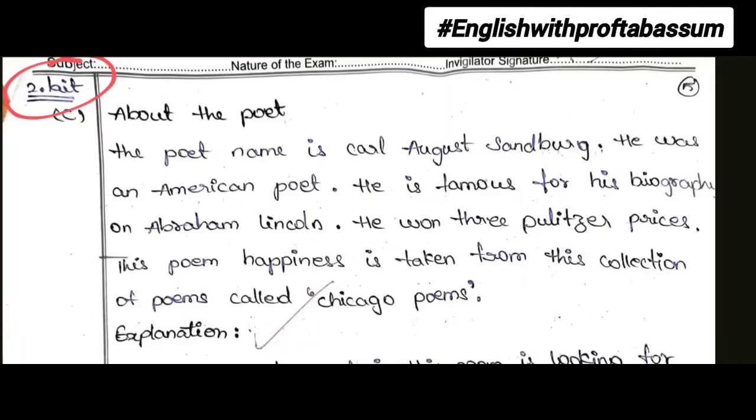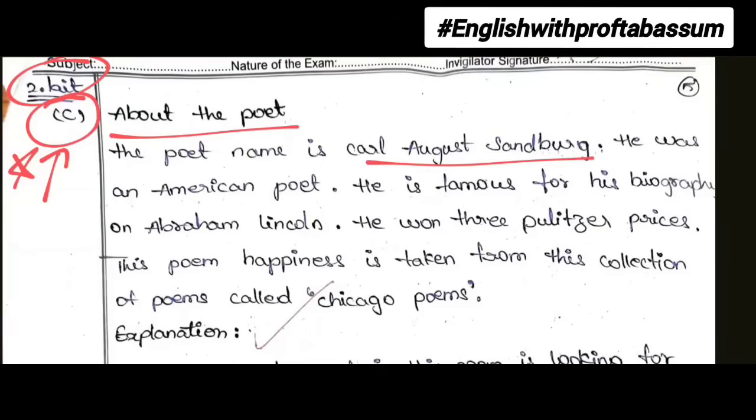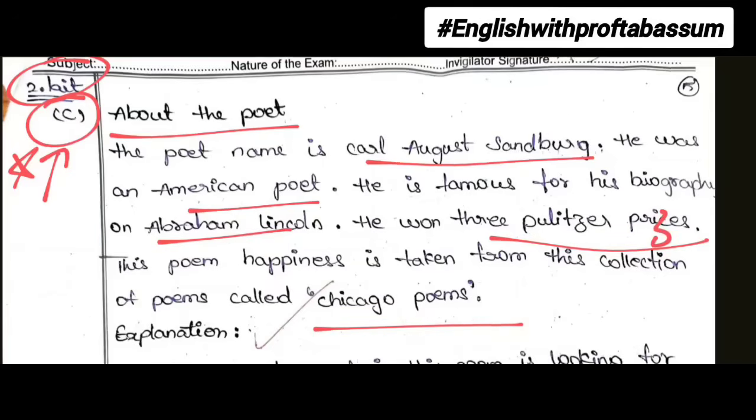Now, bit number two, C, about the poet. Again, this is a poem by Carl August Sandburg. This is very important. From second bit, you're doing C answer, you have to mention. Then in about the poet, you write about Carl August Sandburg. He's the poet and he has won 3 Pulitzer Prizes. He has also written the biography of Abraham Lincoln, and you also write about Chicago poems.